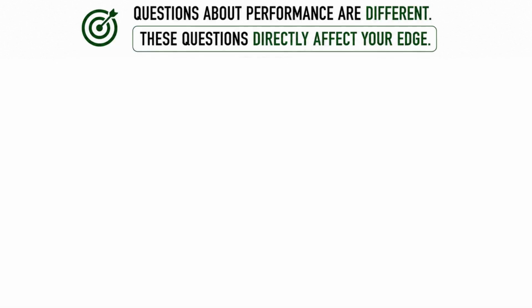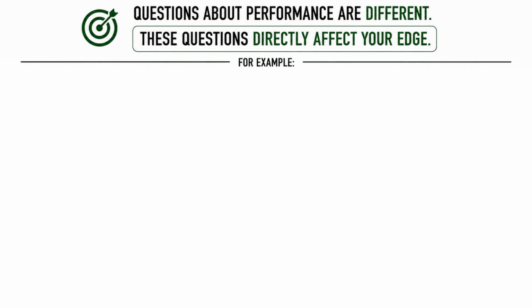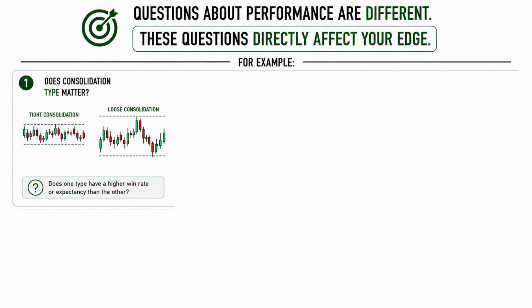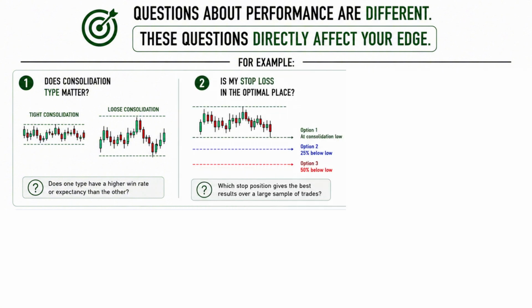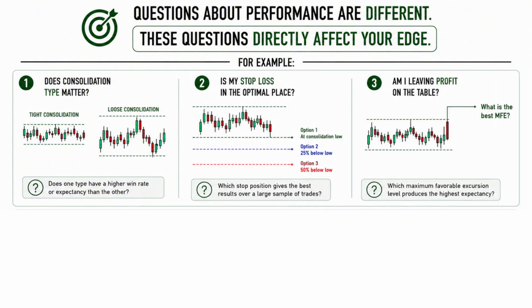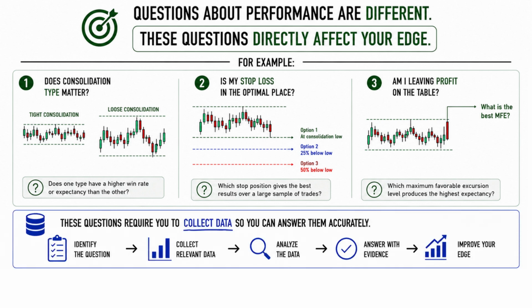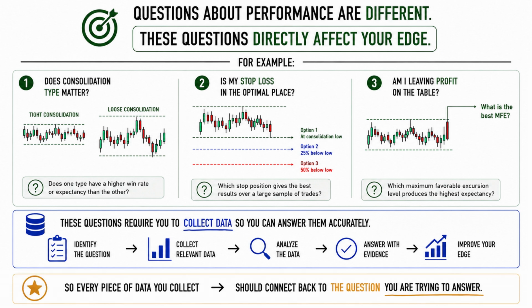Now look, questions about performance are different. These questions directly affect your edge. For example, does consolidation type matter? Is my stop loss in the optimal place? Am I leaving profit on the table? These questions require you to collect data so that you can answer them accurately. So every piece of data you collect should connect back to the question you're trying to answer.